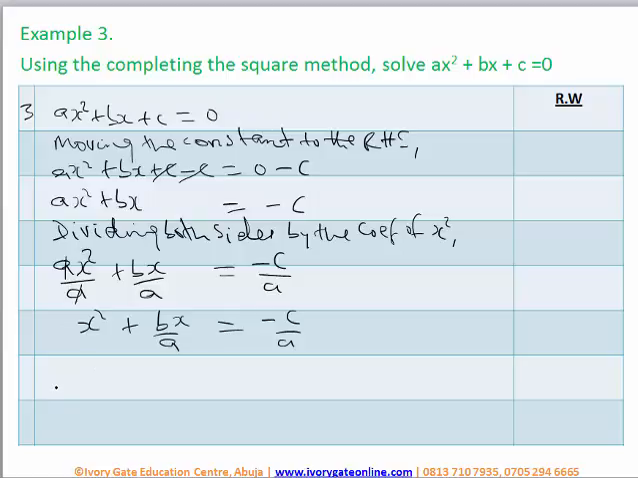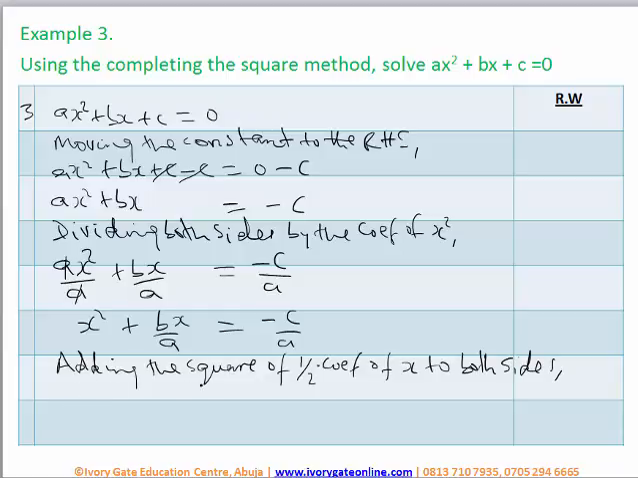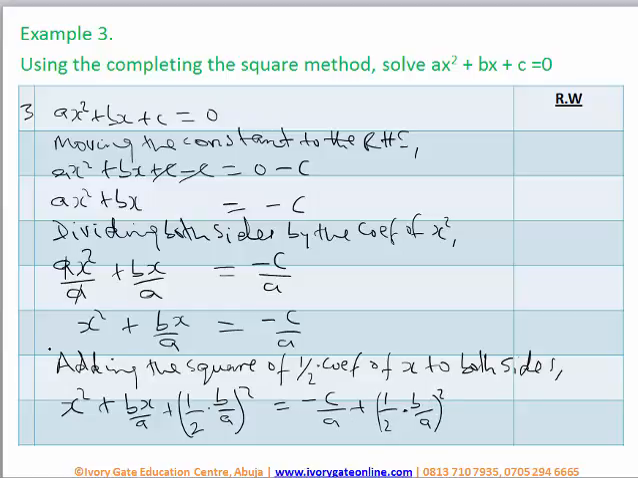Okay, then the third step is to add the square of half coefficient of x to both sides. So that gives us, adding the square of half coefficient of x to both sides, x squared plus bx over a plus half of the coefficient of x, b over a, all squared, is equal to minus c over a plus half of b over a, all squared. Where did we get b over a? The coefficient of x. So half the coefficient of x all squared.